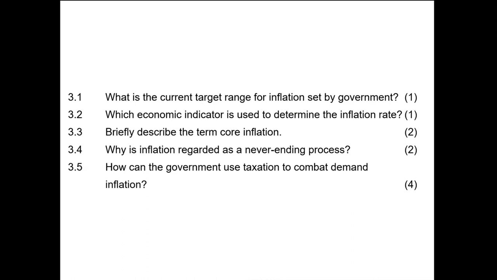So as with question 3.1 and 3.2, these are not indicated in the given information. This is information that you are expected to know, or it's related to the topic of inflation. So the current target range, or the inflation target for inflation that was set by the government, that is set by the South African government. Can anyone tell me what that is for 1 mark?